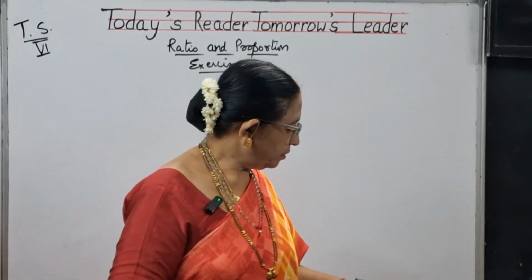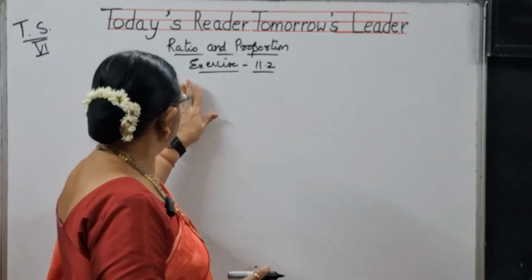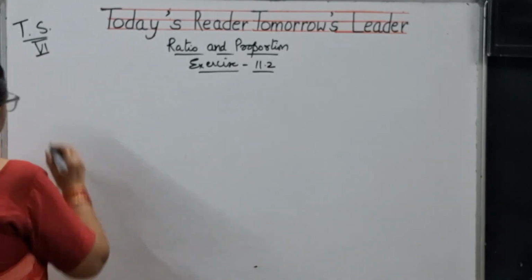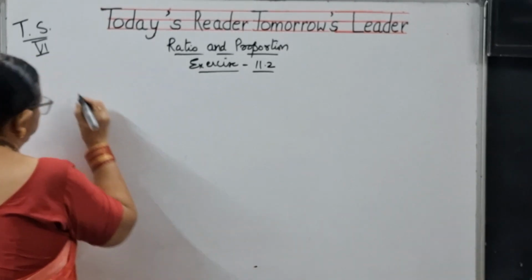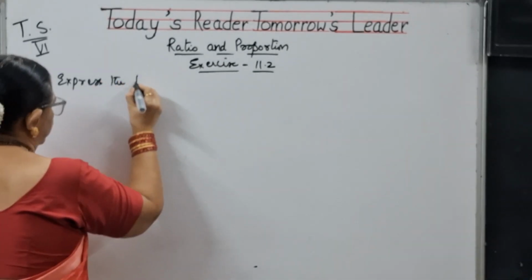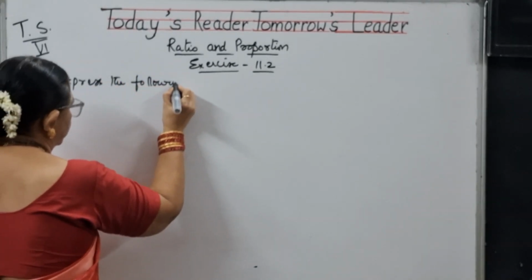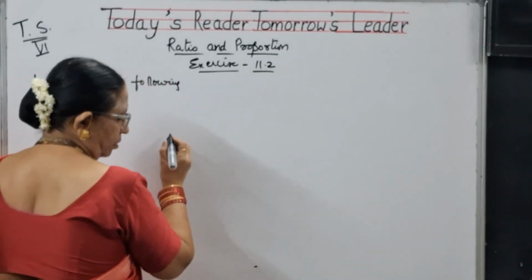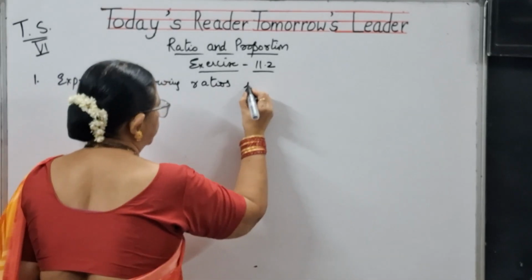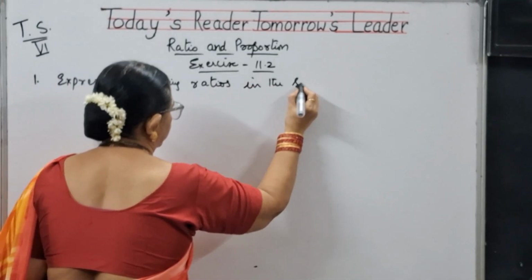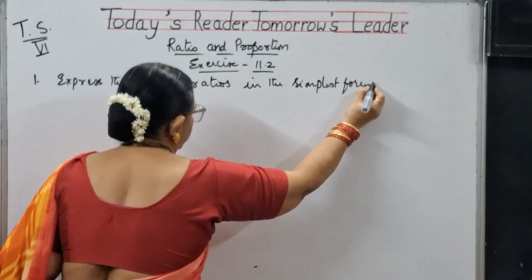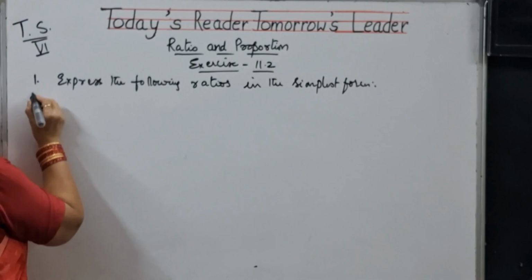Now I am dealing with 6th class maths, ratios and proportions. In this exercise 11.2 I have to do. So the first one is: express the following ratios in the simplest form. This is the problem.